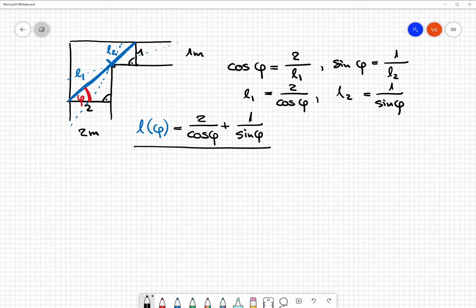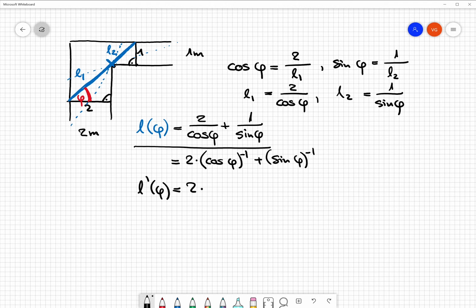So obviously we need to compute the derivative of L of phi. It's perhaps a good idea to slightly rewrite this. This is 2 times the cosine of phi to the negative 1 plus the sine of phi to the negative 1. You could also have used quotient rule naturally, however I prefer chain rule and rewriting this as a power with a negative exponent. We can now compute L dash of phi.